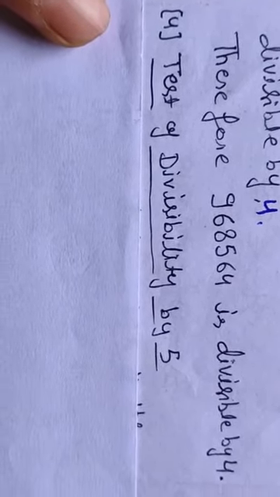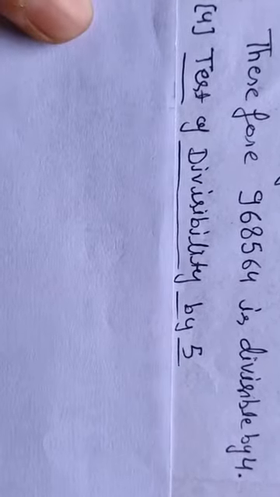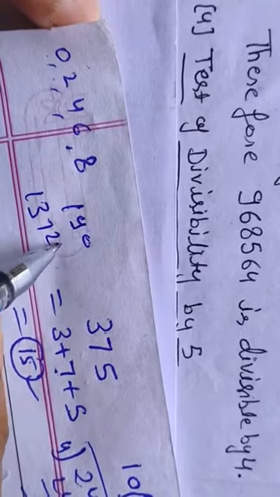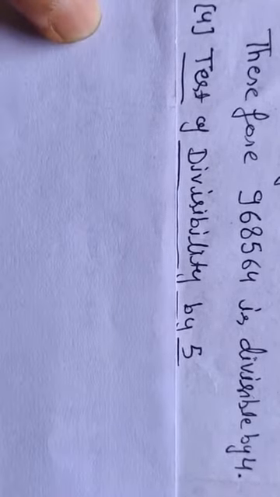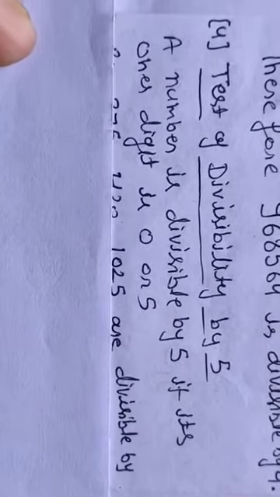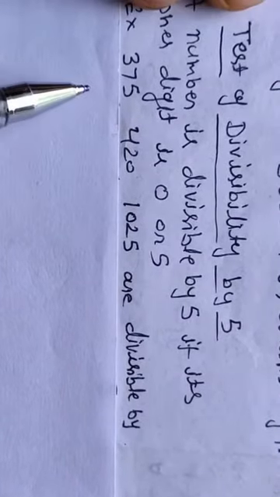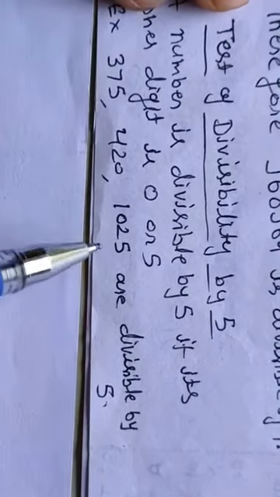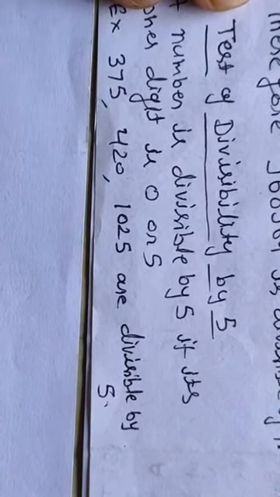In this test we will see the one's place digit. If the one's place digit is 0 or 5, for example 190. Another example, 137245. If the one's place digit is 0 or 5, then the number is divisible by 5. For example, 375, 420, 1025 are divisible by 5 because the one's place digits are either 0 or 5.